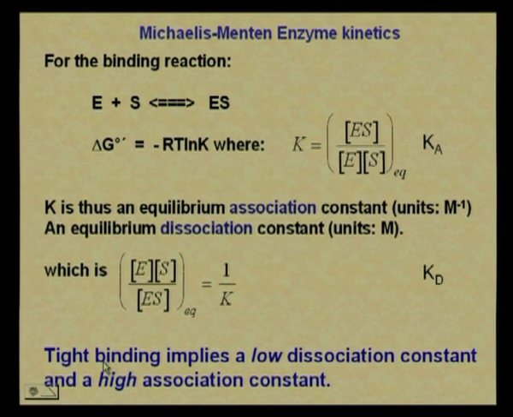So, what do we have? We have an association and a dissociation. If I have a high association constant, what does it mean? I have tight binding. That means I am going to have strong association. Strong association means the enzyme and substrate are going to bind together very tightly.